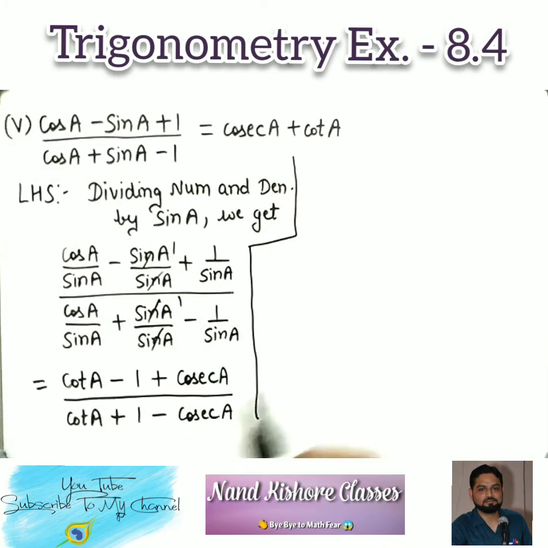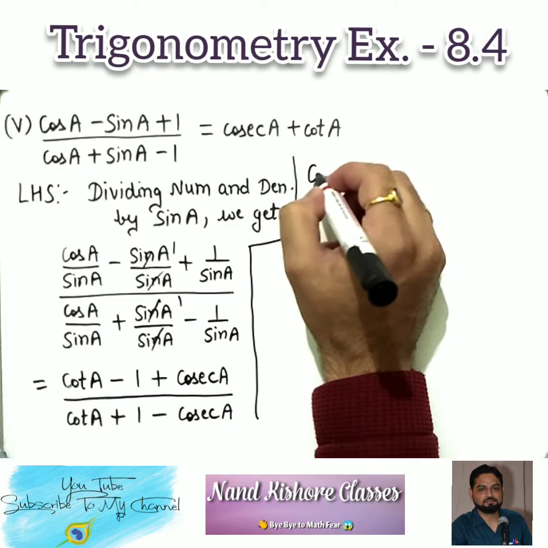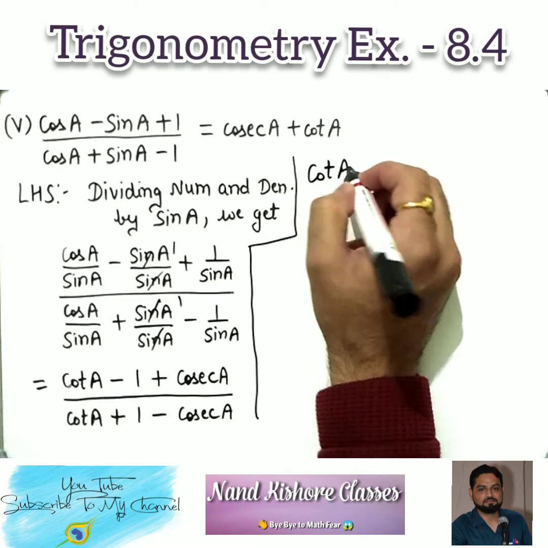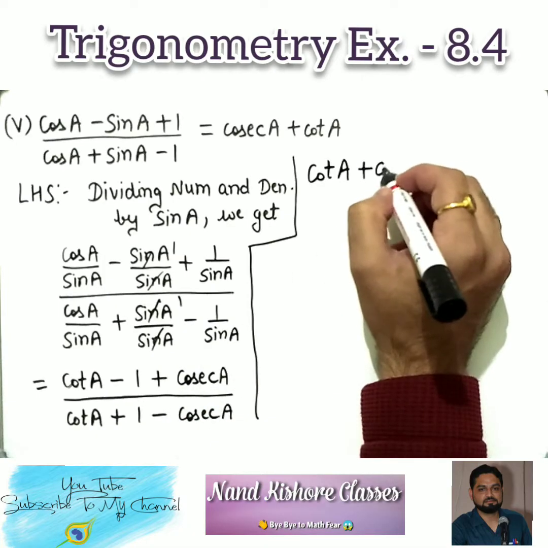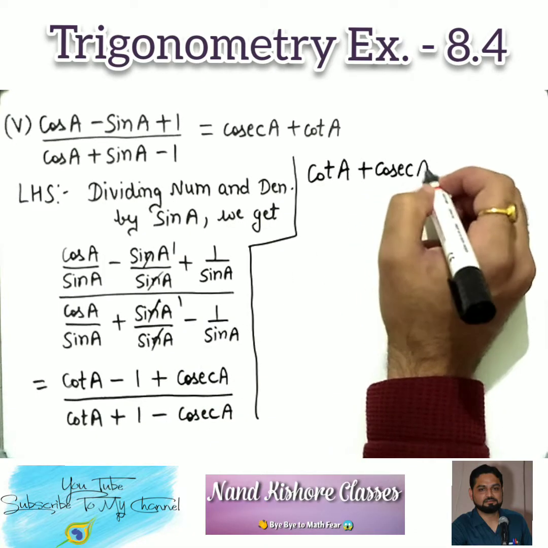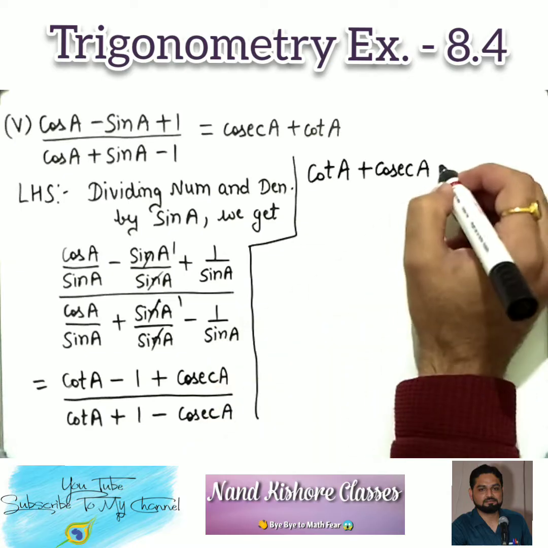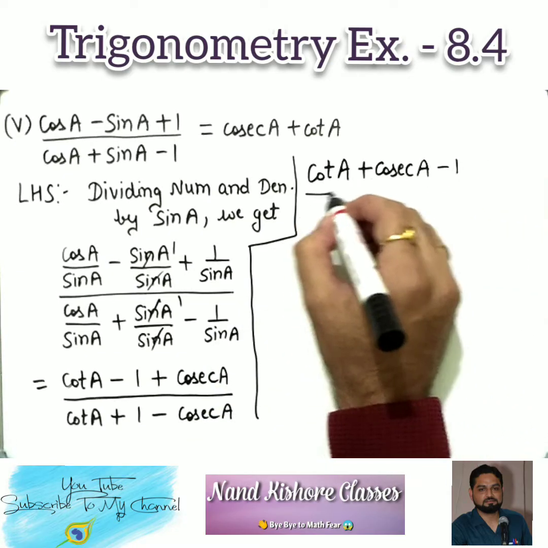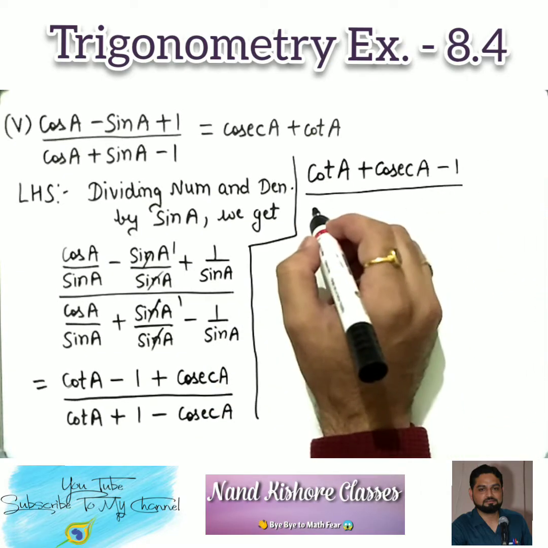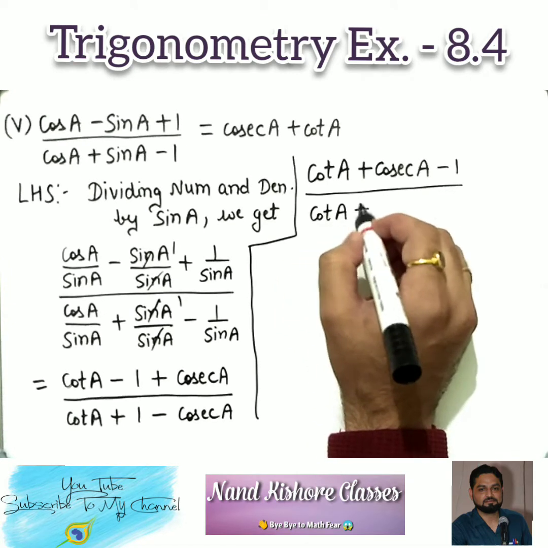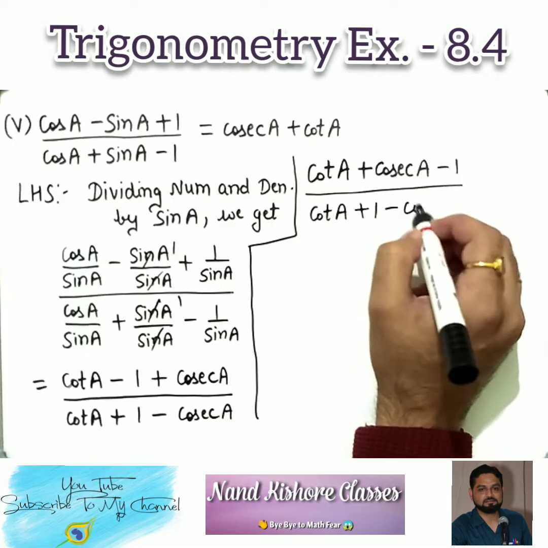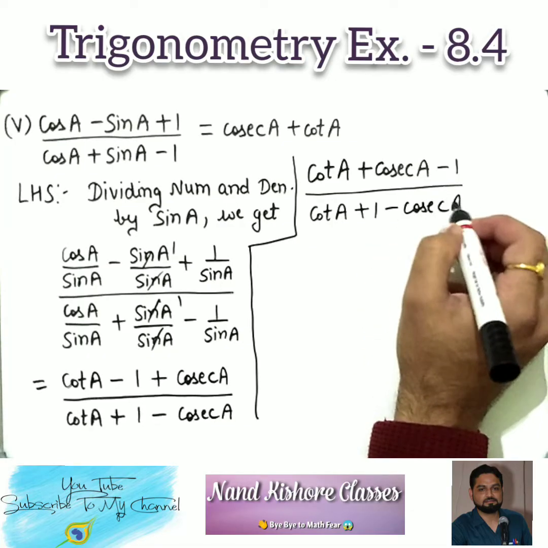Now the next step is cot A plus cosecant A, then I am going to write minus 1. I have changed its position, upon cot A plus 1 minus cosecant A as it is.